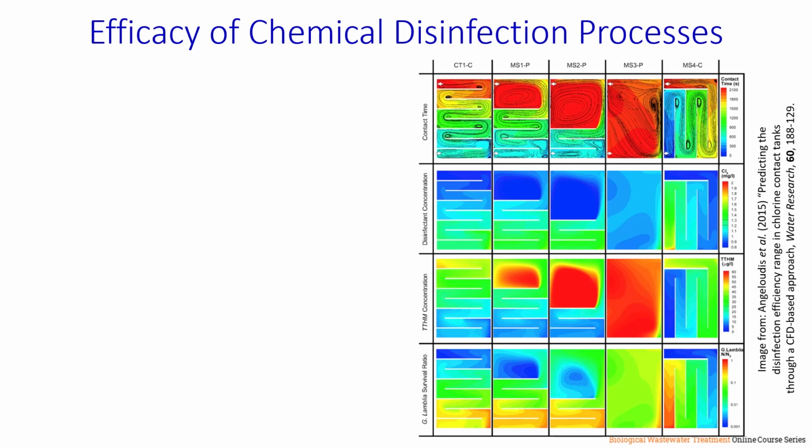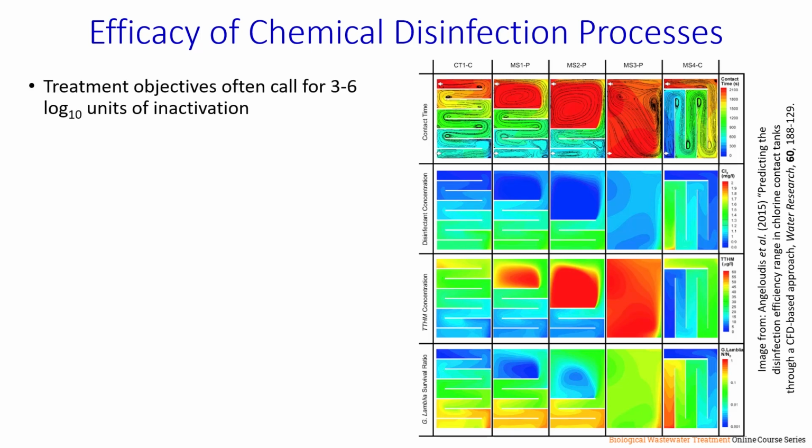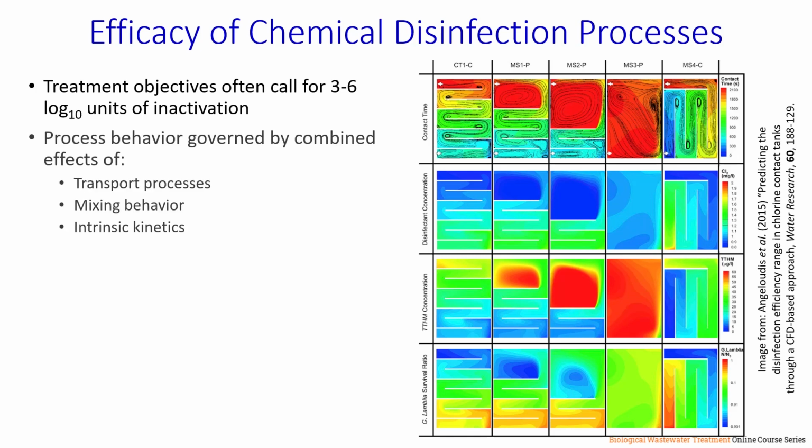Let's start with chemical disinfection systems and consider their efficacy. Generally, the treatment objectives for disinfection systems call for somewhere between 3 and 6 base 10 log units of inactivation. As we've seen several times previously, process performance in these systems will be governed by the combined effects of transport processes, mixing behavior, and the intrinsic kinetics of the reactions that take place within these systems.